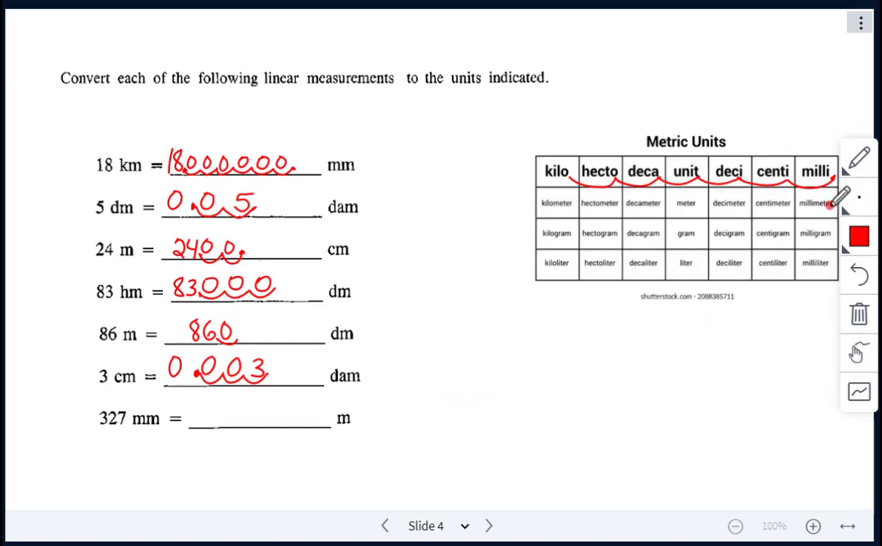The last one is 327 millimeters, and we need to change it to meters. So here's my millimeters, and I'm going to move 1, 2, 3 to the left. Here's 327. My current decimal point is right here. I'm going to move that 3 to the left. So 1, 2, 3. My new decimal point is right there. So therefore, 327 millimeters is equal to 0.327 meters.